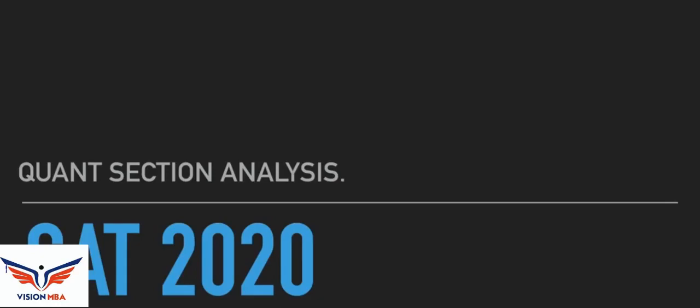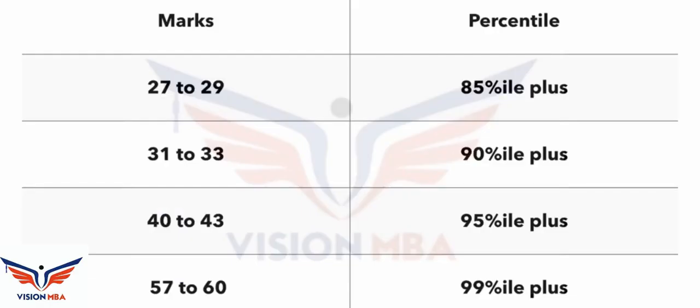So let's get started. Now guys, first things first, we all want to know how much I have to score for how much percentile. For that, you are supposed to know two basic things. The first is how many maximum marks are there. In the quant section you get 34 questions. Each question carries 3 marks if you attempt it correctly. So the maximum number of marks you can get in the quant section is 102.